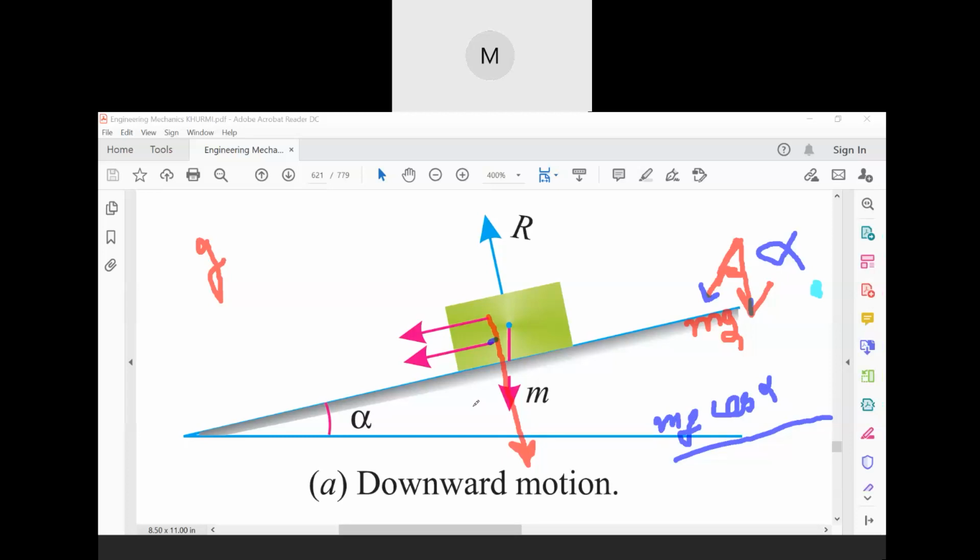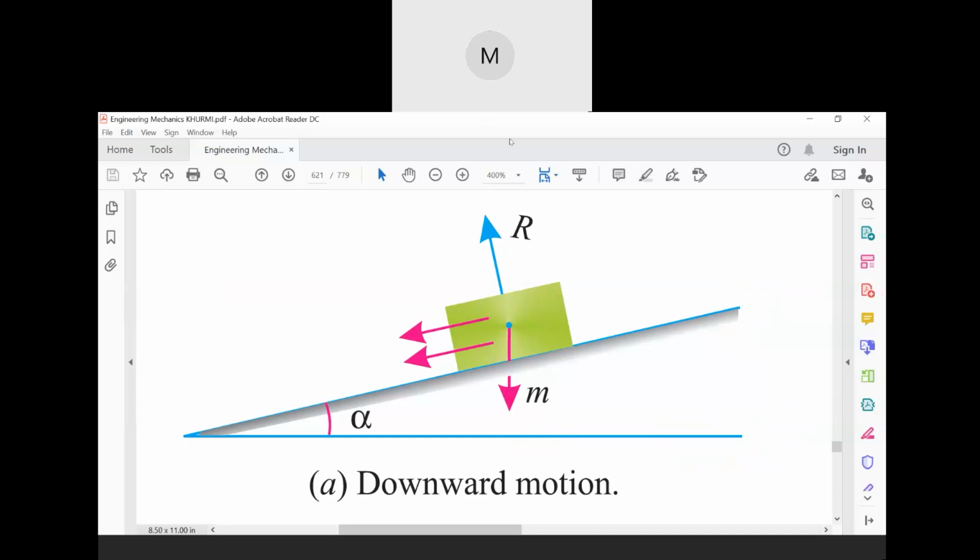If this one is Mg cos alpha, then you can say one thing now. This part, this R is what? If you extend R, it will be like this. It will be this perpendicular only. Wait, I'm showing. If you extend this R, this will be like this only. Yes or no? If you extend R, this will be like this only.